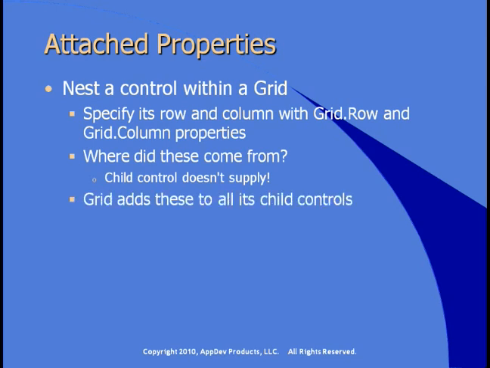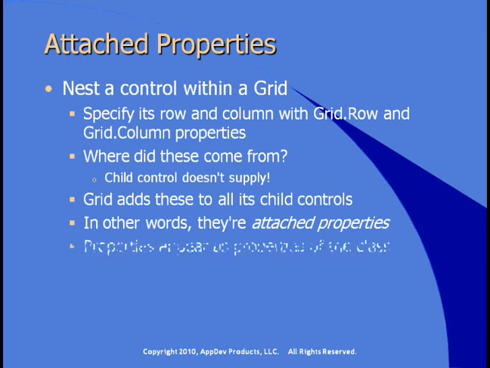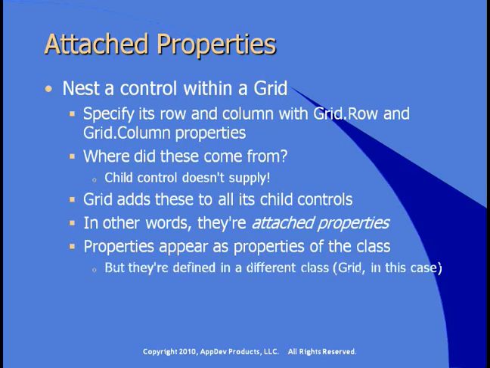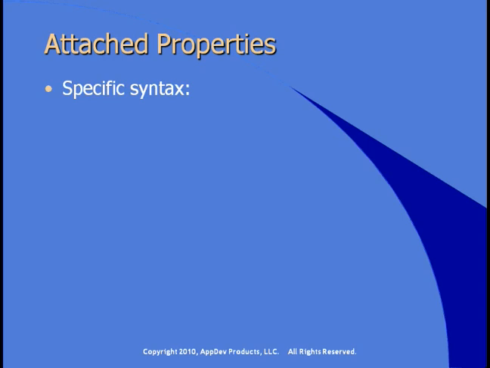They don't. The grid control adds those to all of its child controls. In other words, they're attached properties. They get attached to the child control by the parent control. The properties appear as if they were properties of the text box class or whatever the child control is, but they're actually defined in a different class, that is, grid in this case. They have a very specific syntax. The syntax is defining type dot property name, grid.row, grid.column.